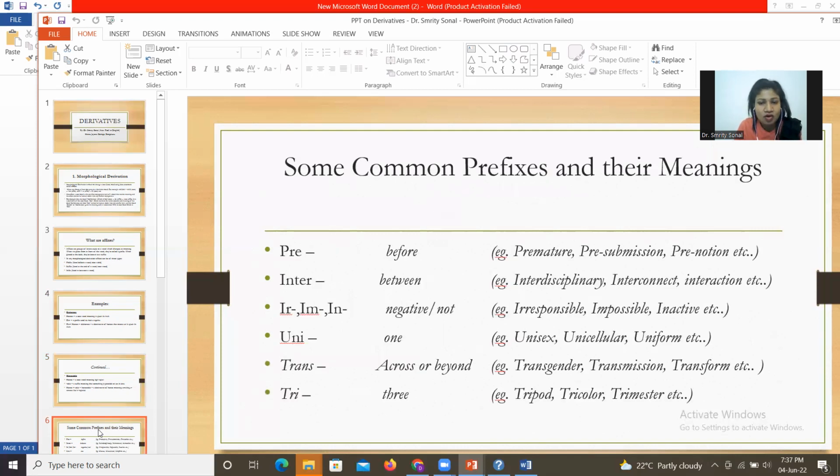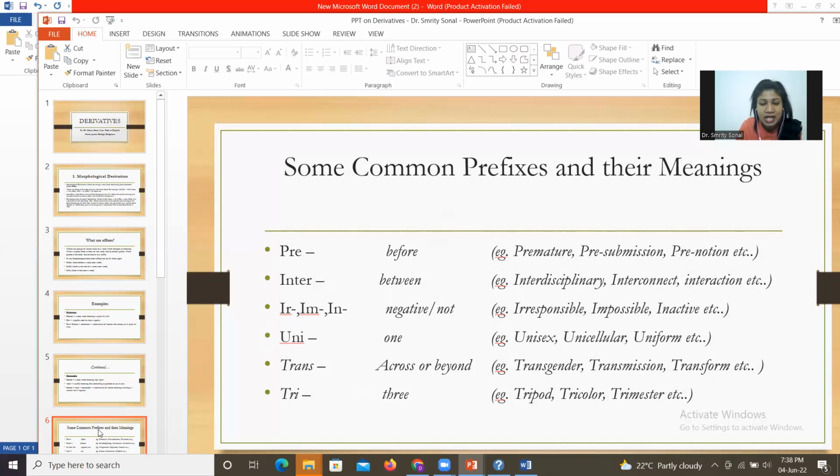Now, there are some more common prefixes and their meanings. Pre: whenever we add the prefix pre, it always signifies something that is before. So mature, when you add pre, premature. Submission, when you add pre, pre-submission. Now, inter always conveys the meaning between, like disciplinary, interdisciplinary. Connect, interconnect. Now, we have ir, im, in for the negative of any word, like responsible, irresponsible, possible, impossible, active, inactive.